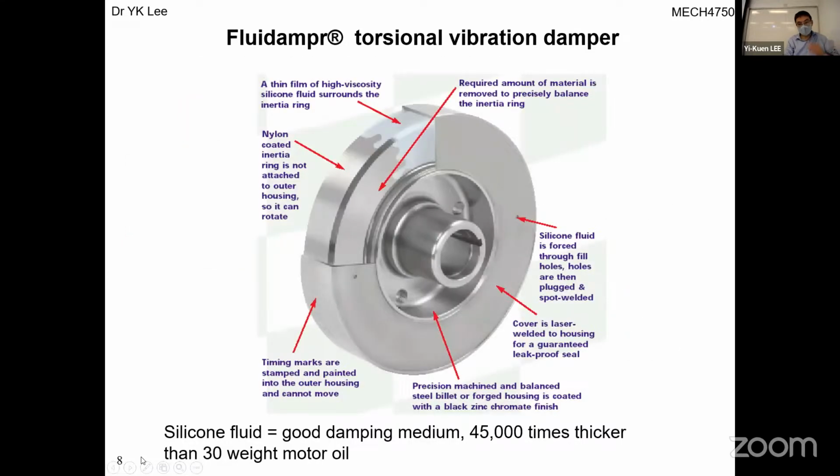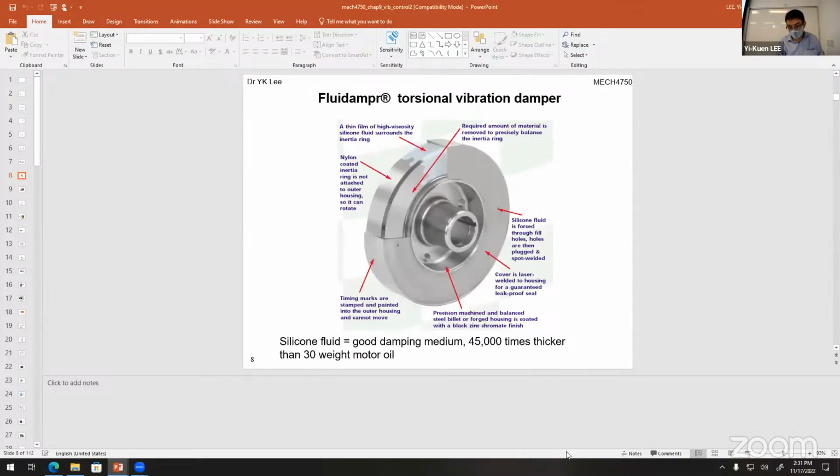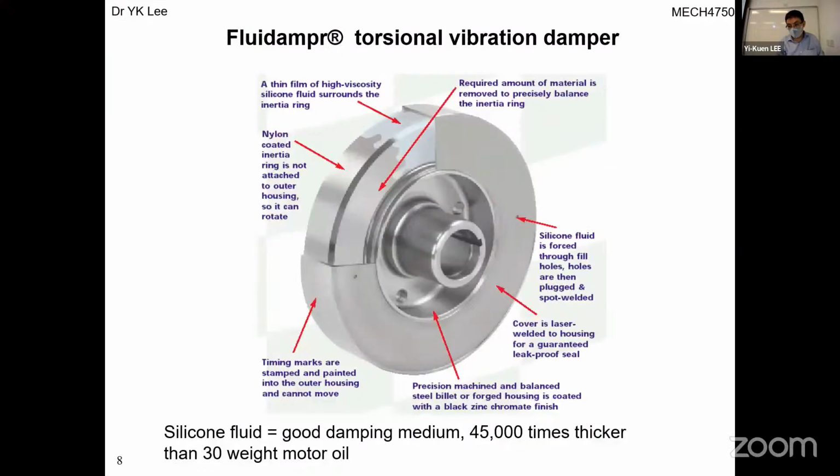And here I show you another kind of product: a torsional vibration damper for the engine. In general, this is also, I think, quite important. As I showed you, every car engine, if it runs at high speed, most likely has this kind of vibration problem. So in this case, if you include a torsional vibration damper, then you can really minimize the problem. Inside this damper, there's some viscous oil, like silicone fluid.